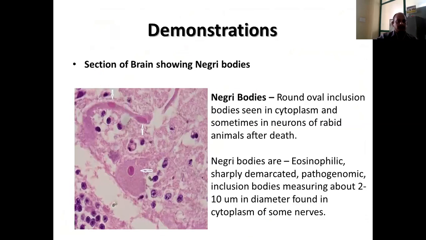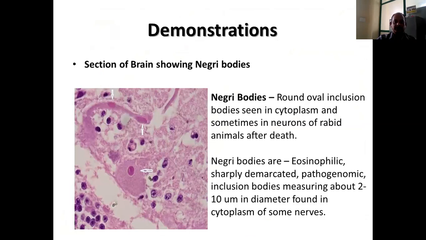Now there are demonstrations of this practical. We have to demonstrate Negri bodies. You have to draw the diagram of Negri bodies and write a description of them. These are round to oval inclusion bodies seen in the cytoplasm, sometimes in neurons of rabid animals.